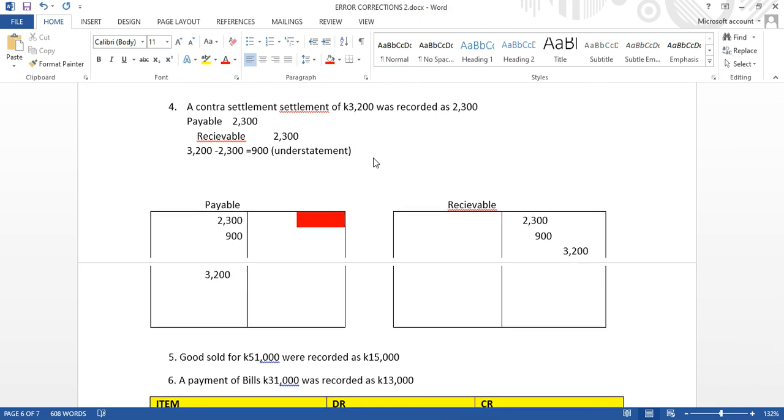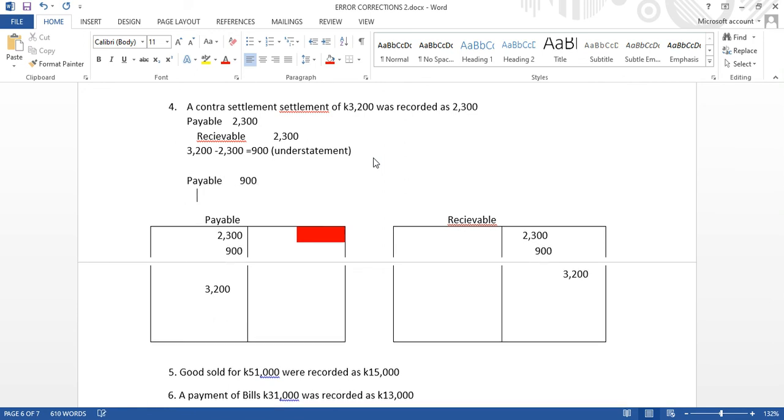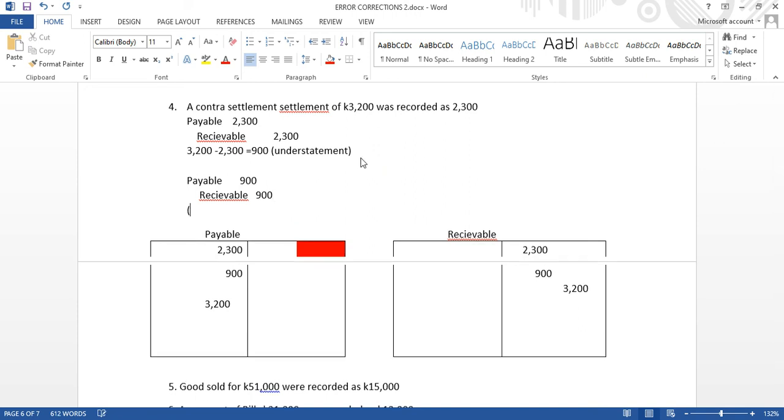So on your journal entry, we're going to debit the payable 900 and credit the receivable 900. It's being the correction of an understated transposed error. And you are done.